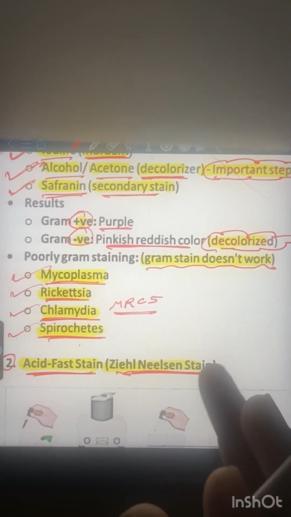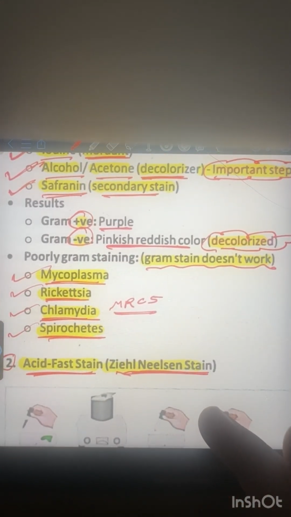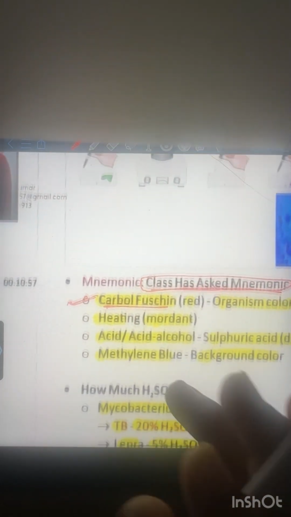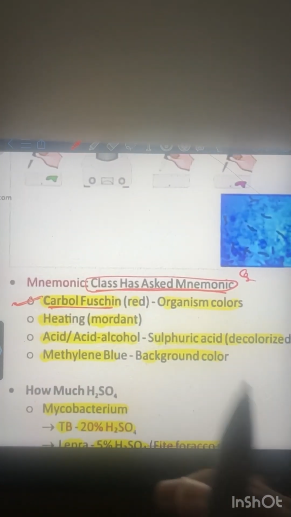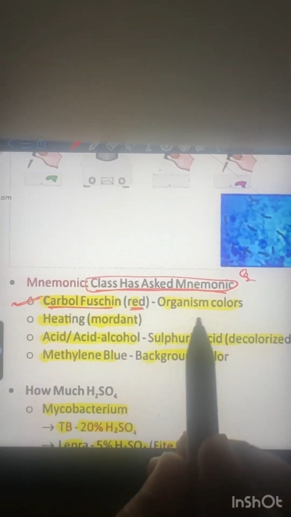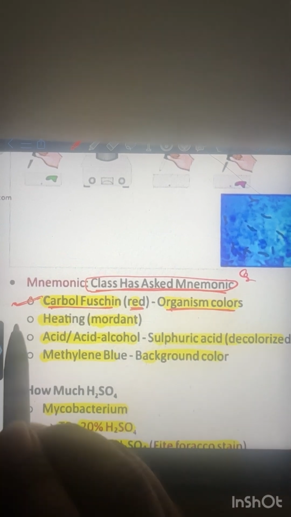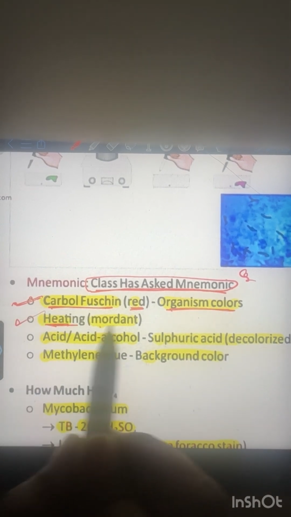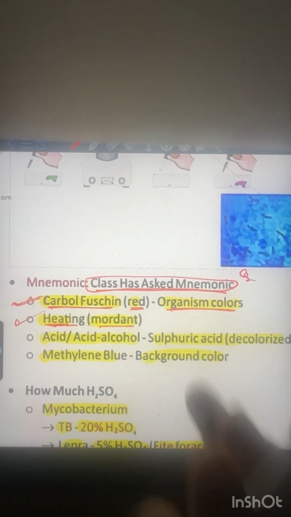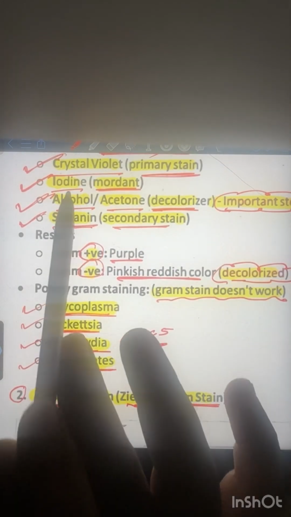So the first stain that you are adding, this reddish color stain, is carbol fuchsin. That is why you will realize all the organisms are coming out red in color, and that is what they ask you as well. What is the color of the organism? It's red in color. After that, you're going to put heating. Heating is going to act as a mordant over here. Remember what was the mordant that you had in gram stain? In gram stain, the mordant was iodine. Whereas what is the mordant over here? It is going to be heat.